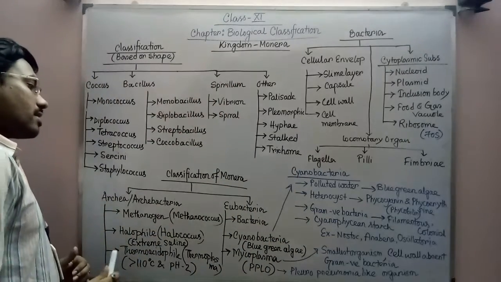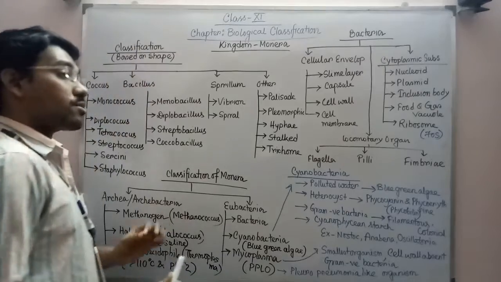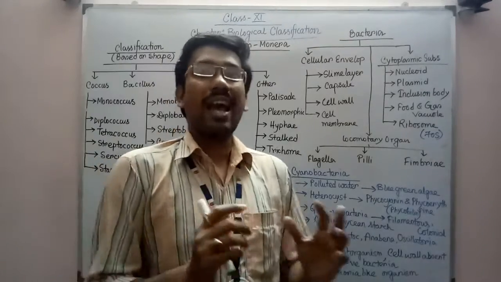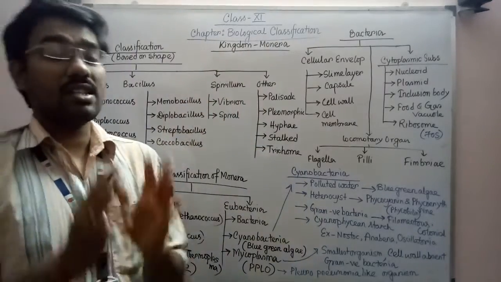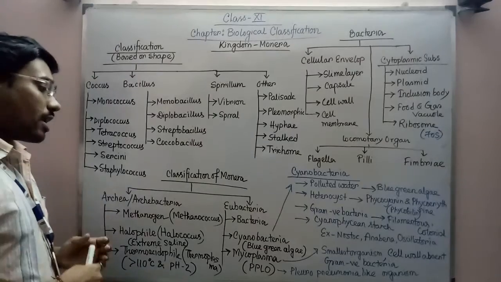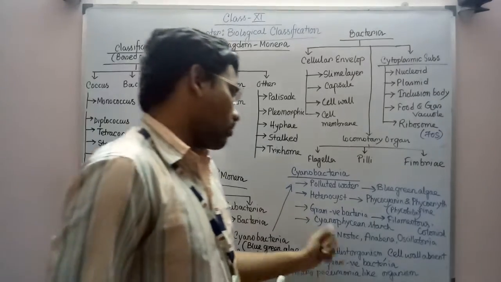Next and the last one under Monera is mycoplasma. What is mycoplasma? Keep it in your mind, mycoplasma is the smallest organism of the world. It is a bacterial cell, but it is the smallest organism of the world. It is even smaller than the virus. So for that reason, mycoplasma is the smallest organism of the world.